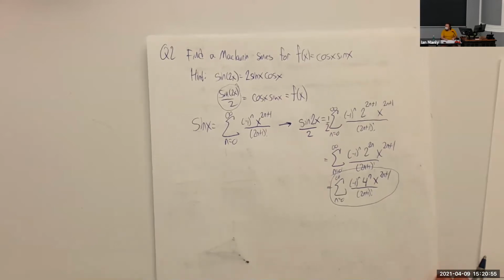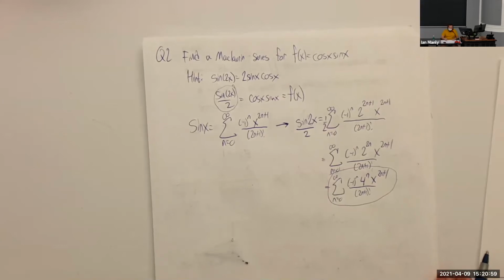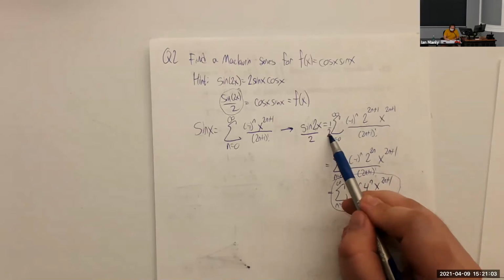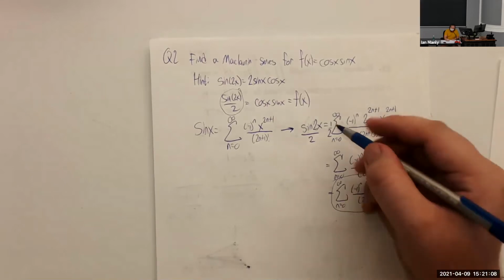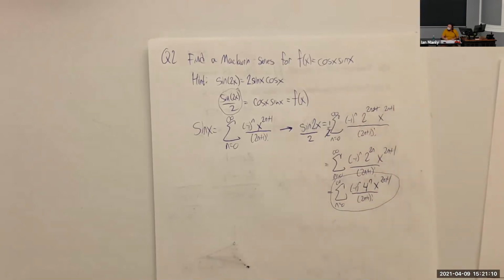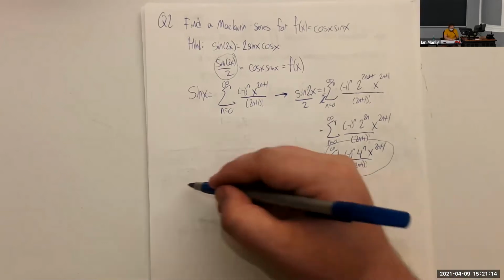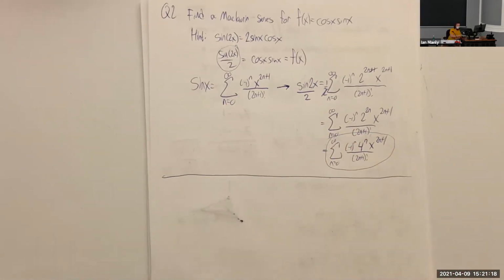How does the 2 to the 2n plus 1 change to just 2 to the 2n? Well, I have 2 to the 2n plus 1 divided by a 2. So I divide out one of these 2's. I cancel one of these 2's like that. So we got that. That's good.